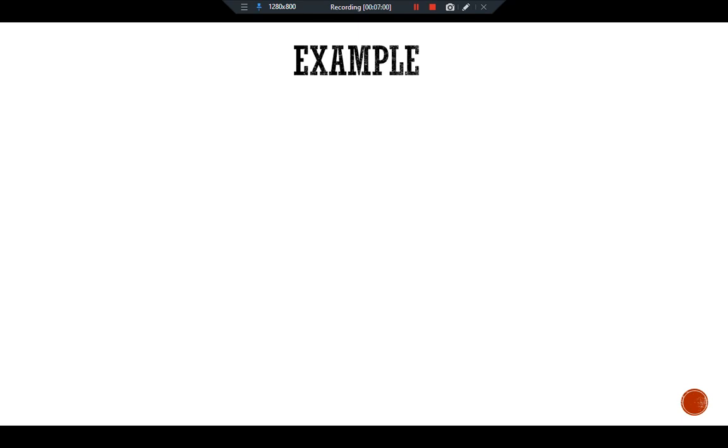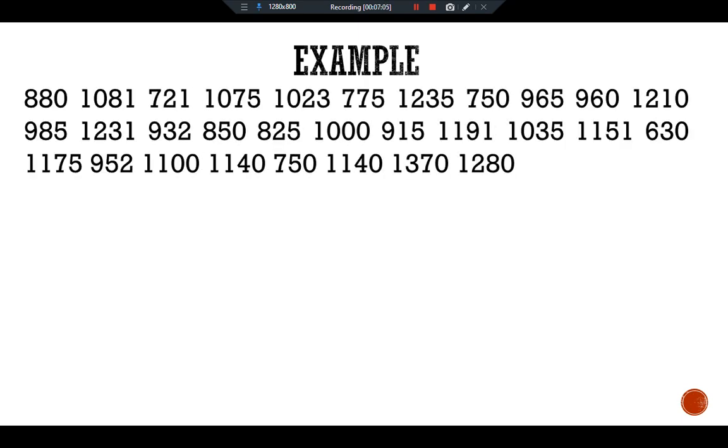So we have 30 households' information on monthly rent, like the first household is paying $880, and the second is this, and so on. So we have to construct a stem and leaf display for this raw data. See here, each value in the data set contains either 3 or 4 digits.